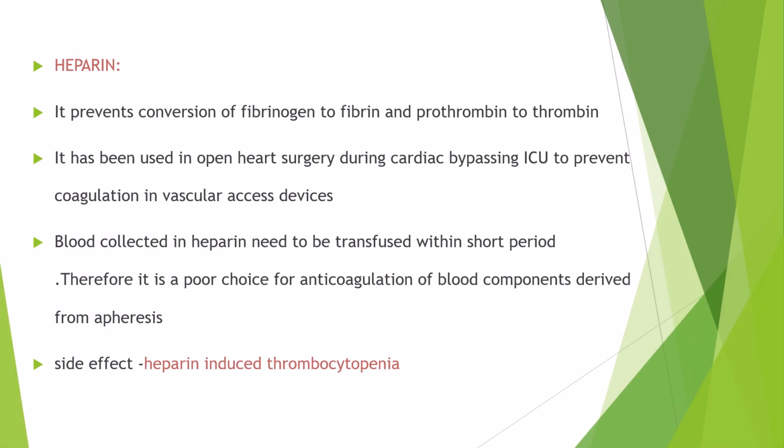Heparin can also be used as an anticoagulant. It prevents the conversion of fibrinogen to fibrin and prothrombin to thrombin. It has been used in open heart surgery during cardiac bypass and in the ICU to prevent coagulation in vascular access devices. Blood collected in heparin needs to be transfused within a short period of time. Therefore, it is a poor choice as an anticoagulant for blood components derived from apheresis. And the side effect is HIT, heparin-induced thrombocytopenia.